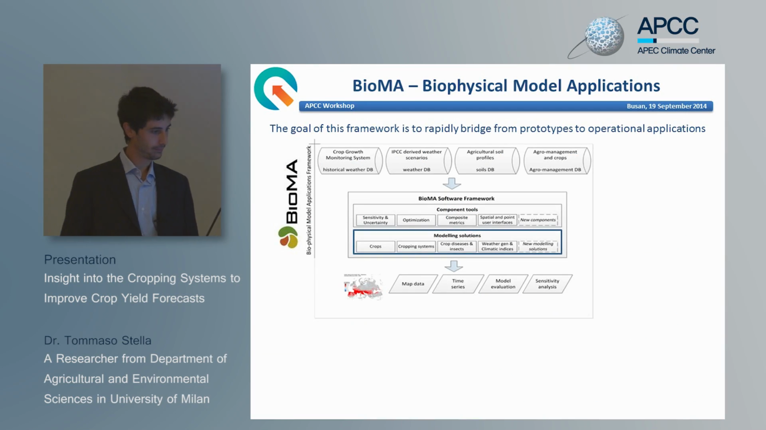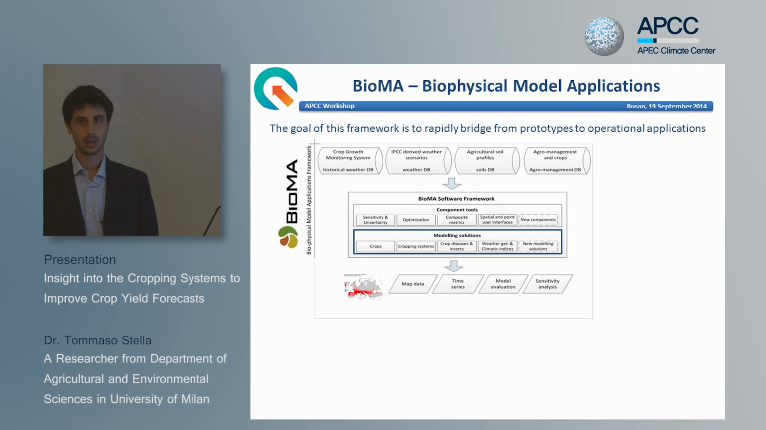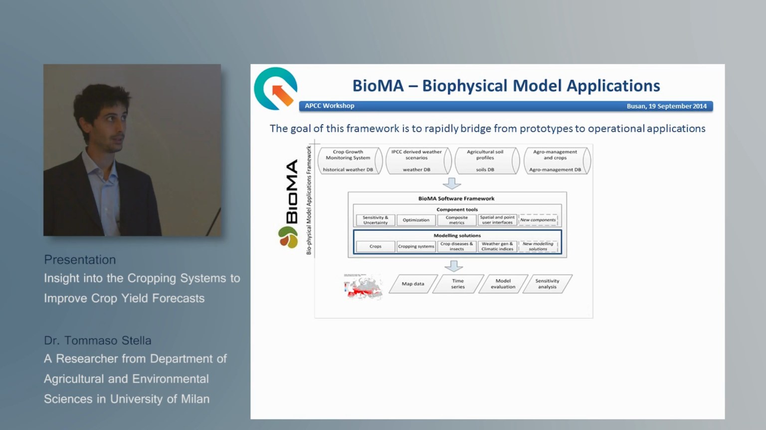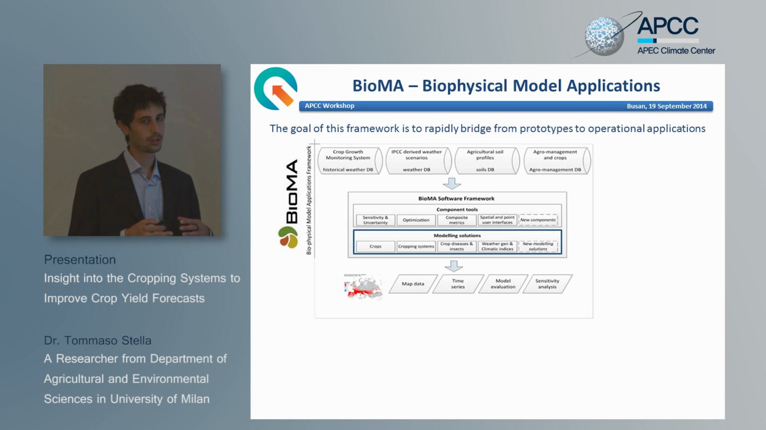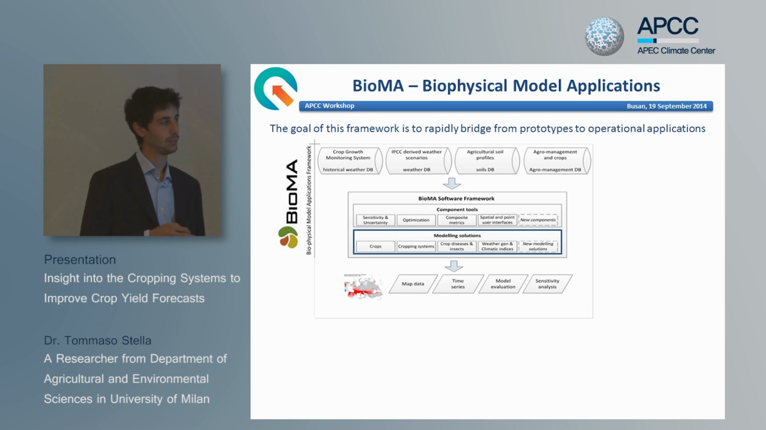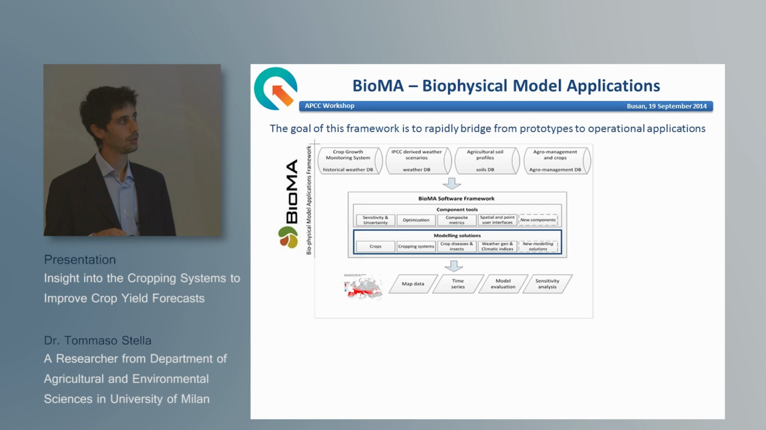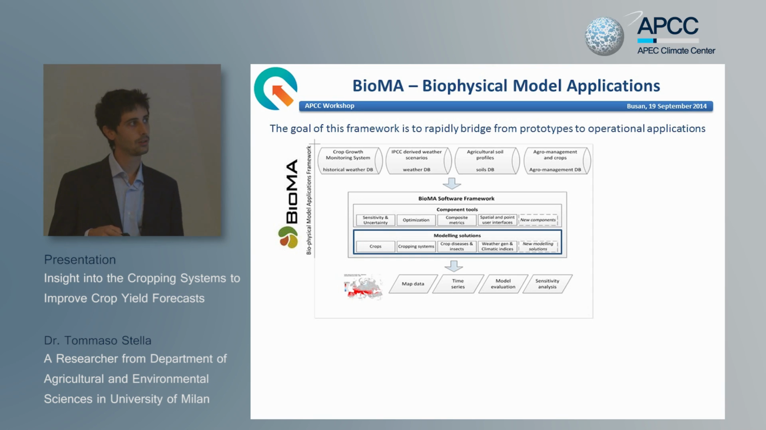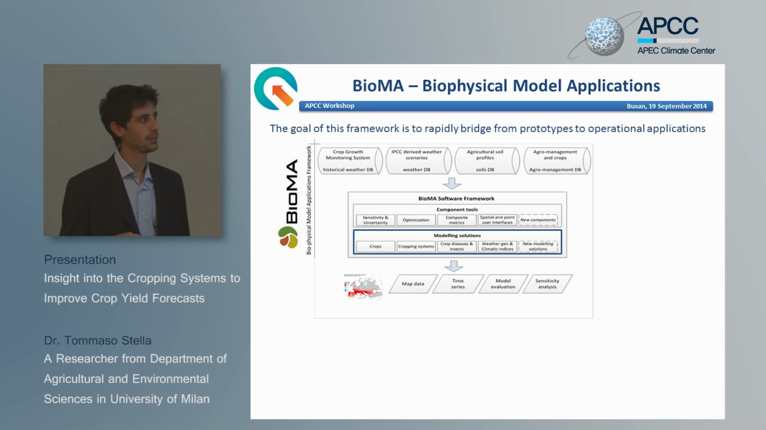So, again, the goal of this framework is to rapidly bridge from prototypes to operational application, enabling running and comparing these modeling solutions. Modeling solutions are these objects you can see in the blue box. They are aggregation and combination of different models made for the simulation and the description of different systems. For example, we can have a composition of models for simulating crops, or just crops, or the cropping system, or the interaction of the crops with pests and diseases, and so on.